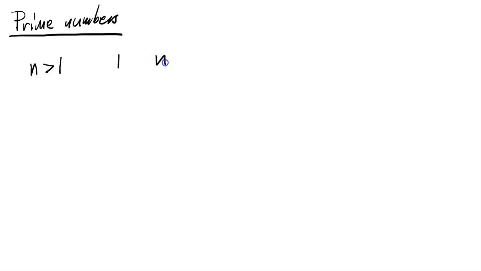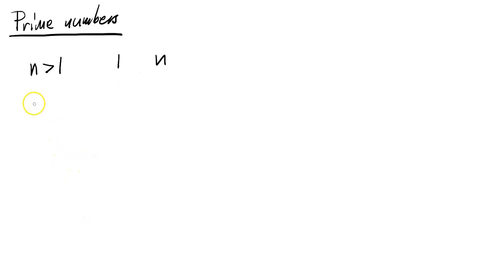So now we look at prime numbers. What is a prime number? A natural number is a prime number if the only divisors are 1 and the number itself. So if you have a natural number n larger than 1, and it's only divisible by 1 and n, and of course all numbers are divisible by 1 and themselves, but if these are the only divisors of this number, then we call it a prime number. Otherwise it's called a composite number.